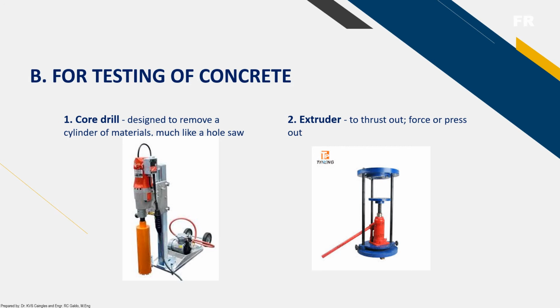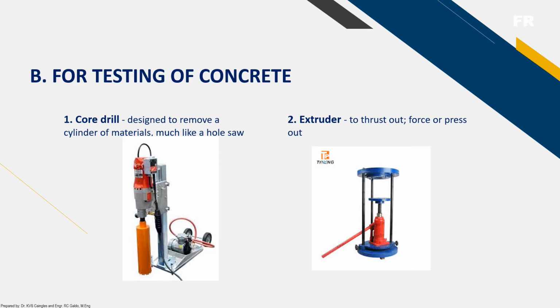We also have materials used in testing of concrete. We have here the core drill. It is designed to remove a cylinder of material, more like a hole saw. One example of its usage is the determination of the thickness of pavement. It drills into the concrete pavement, and the output is a cylinder-like sample. So it takes a sample from your concrete pavement.